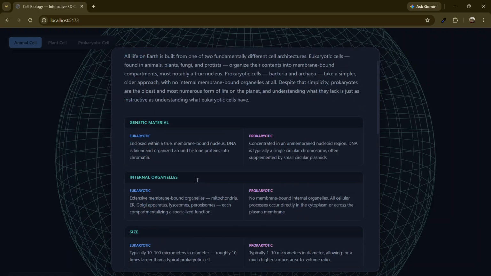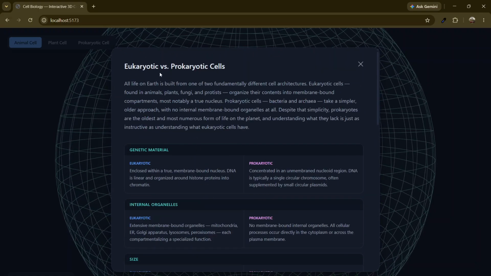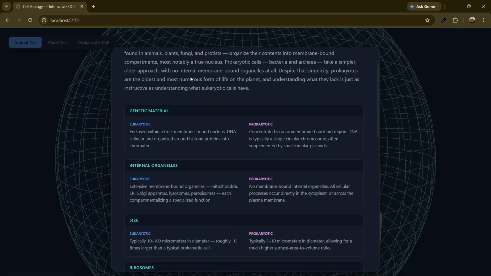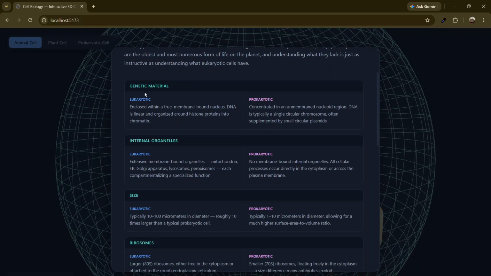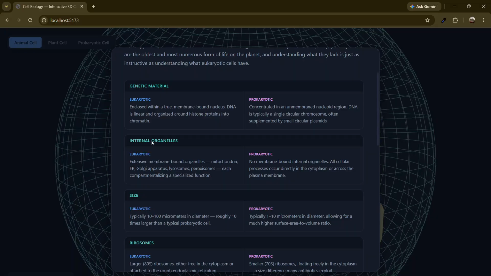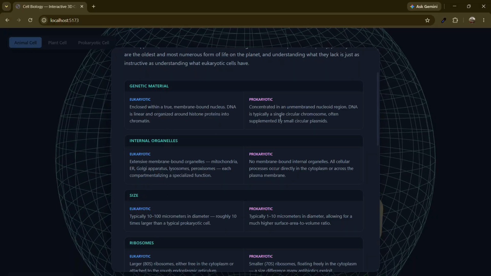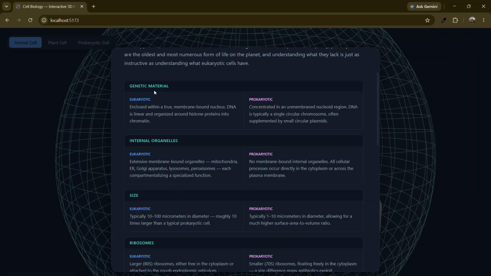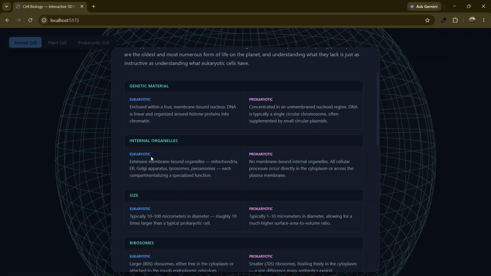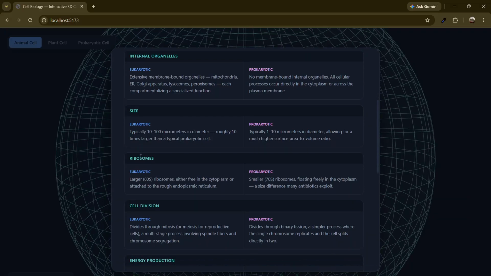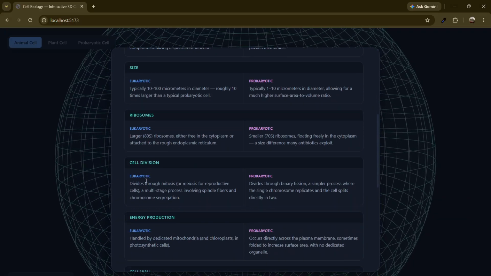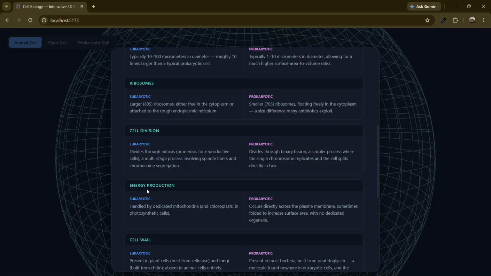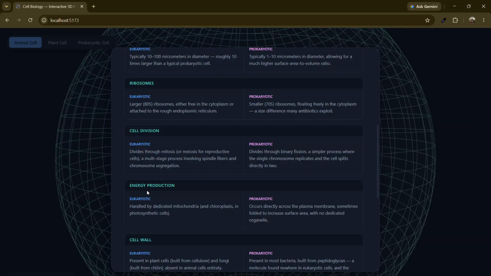And anyways, so in here, you've got eukaryotic versus prokaryotic cells. And I broke it down. You've got genetic material. So on the left, you've got your eukaryotic, and on the right, you have your prokaryotic. So genetic material, internal organelles, the size, ribosomes, cell division. You've got energy production.